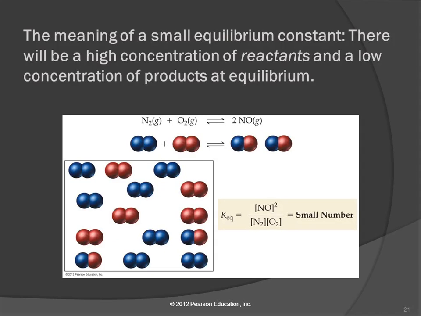This is the opposite situation, small equilibrium constant. N2 plus O2 making 2NO. Small number, so what's on the top must be smaller than what's on the bottom. And we look at the picture and we see that there's very little product. There's a product molecule, there's a product molecule, but most of it is reactant. So the equilibrium constant tells us which direction the reaction favors. It tells us which side the concentrations will be higher.